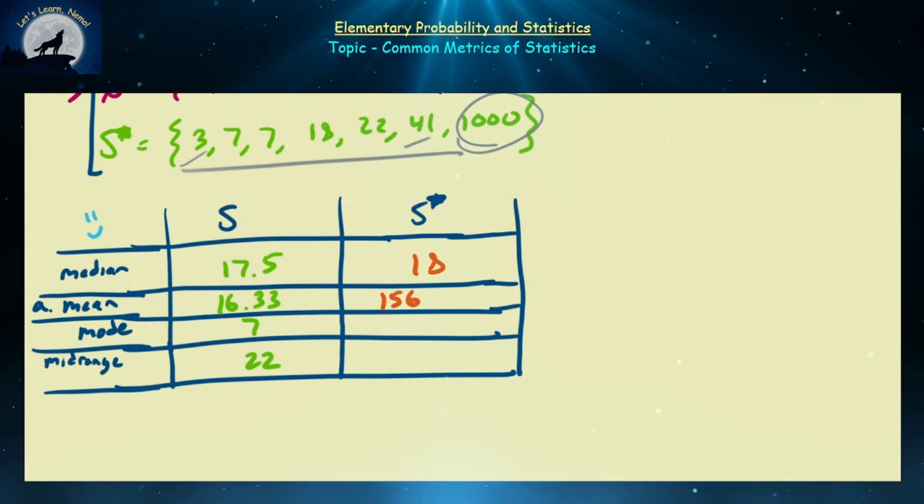This is going to be 156.86. This is just going to be equal to 7, and this is going to be 501.5. Obviously, all has changed except for the mode.